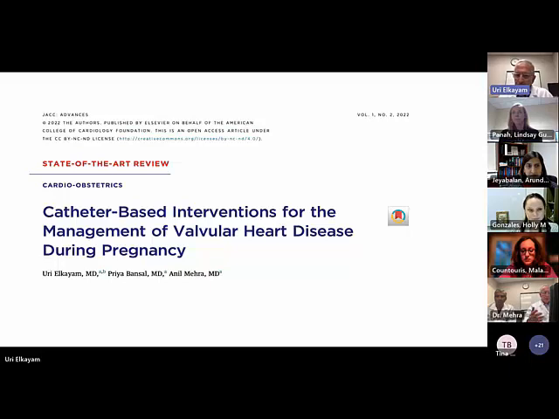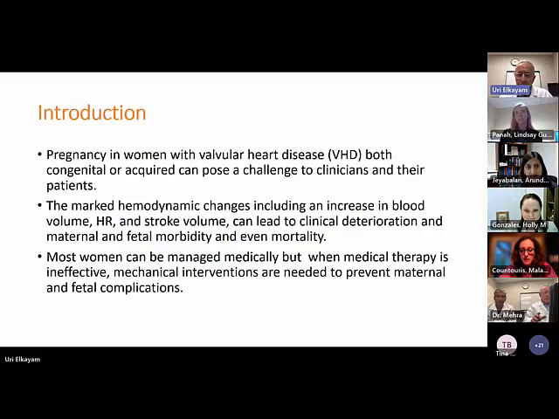Now, with the emergence of TAVR, we see a number of cases of TAVR during pregnancy. The feeling of the editorial board was that we need to have a very detailed paper on catheter-based interventions in pregnancy. This is a very large paper, 10,000 words, so we're going to just take a portion of it, which is relevant to the discussion.